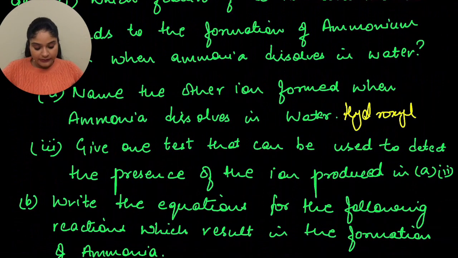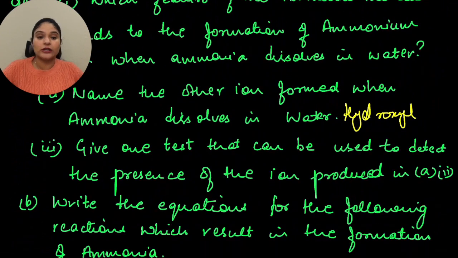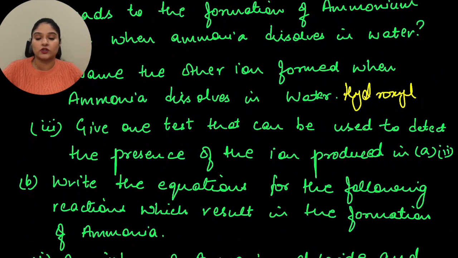Then the next is, give one test that can be used to detect the presence of the ion produced in a second part. So they are asking for the hydroxyl ion, that is OH negative. So you can use any test that you know for bases and you can put that here. The one that I would suggest would be moist red litmus paper turning blue. So that would work perfectly fine.